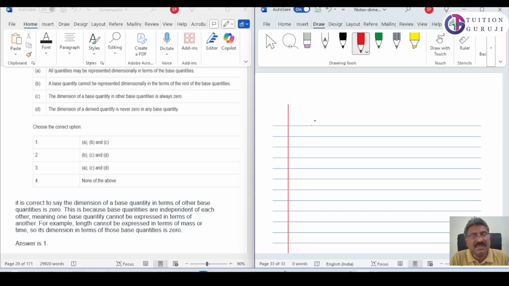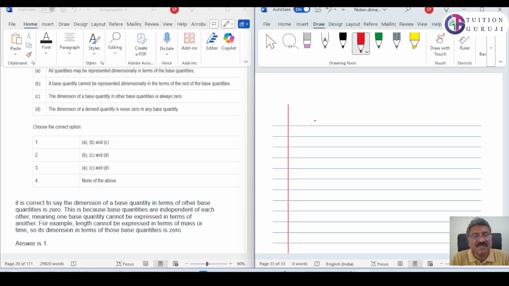Next one is, the dimension of a derived quantity is never 0. That is not correct. In SI units there are 7 fundamental quantities. For example, for force only M, L, and T are used, and the other 4 base quantities have dimension 0. Some quantities may have dimensions and others may have 0 dimension. Therefore, the statement that the dimension of a derived quantity is never 0 in any base quantity is wrong.